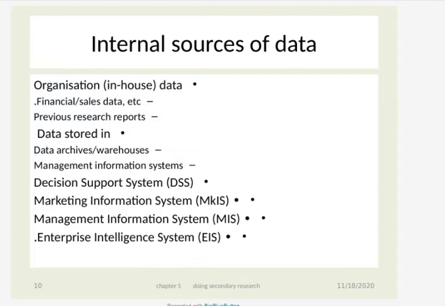These MIS and MKIS we call decision support systems, or executive information systems, sometimes even enterprise intelligence systems. They are structured in a way that allows you to reach and retrieve data when they are needed, for monitoring, for controlling, for strategy development.